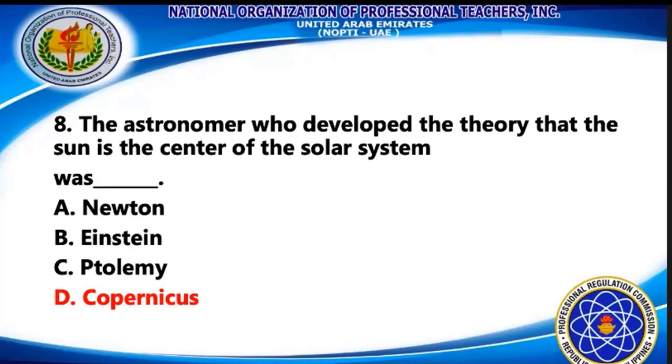Kasi nung una, si letter C, si Ptolemy, siya yung unang nagbigay kasi ng theory. Ano ang sabi ni Ptolemy? Sabi niya noon, the earth is the center around which other celestial bodies, including the sun, revolve. Okay? So, kinontra yan ni Copernicus. Sabi niya, no, hindi yung earth ang iniikutan. Instead, sun. Sun is the center. So, letter D, Copernicus. Si Newton and Einstein, syempre, sila yung mga sumunod na eh. Specifics na sila. Like, law of gravity, I mean universal gravitation, relativity, and so on.